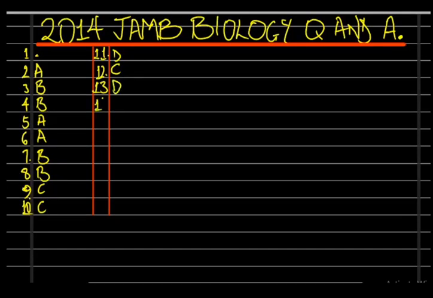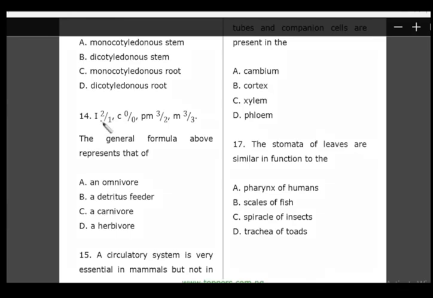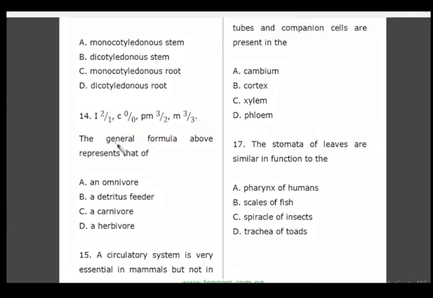And then we move to question 14 now. Question 14 gives us this dental formula. You can see this dental formula here, this dentition. And then it says the general formula above represents that of A. An omnivore, B. A detritus feeder, C. A carnivore, and D. A herbivore.